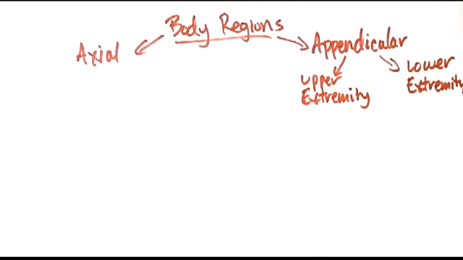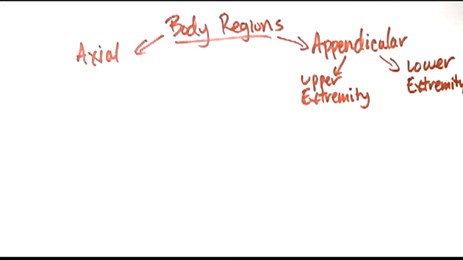Now, axial is divided out into a lot of different things. And one of the reasons why we study axial a little more is because there's a lot of systems found in the axial body region, not as many as in appendicular. Like the urinary system is not appendicular. The urinary system is only found in the axial region of the body.